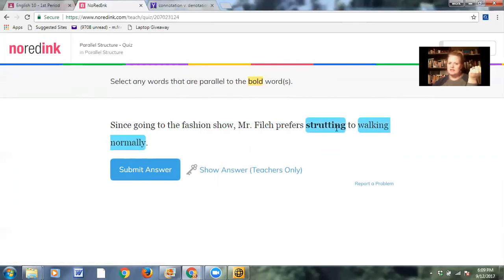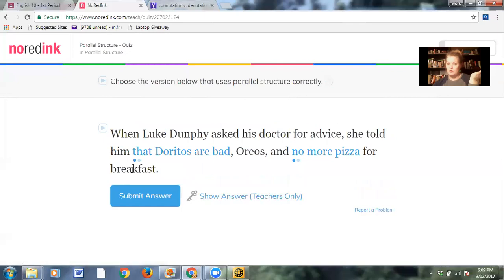Notice strutting has ing on the end, walking has ing. Those kind of match up. You also don't want to make the mistake of clicking extraneous words. You don't want the word to in there. Sometimes if you have the word and in a list, people click on that and they get the answer wrong.